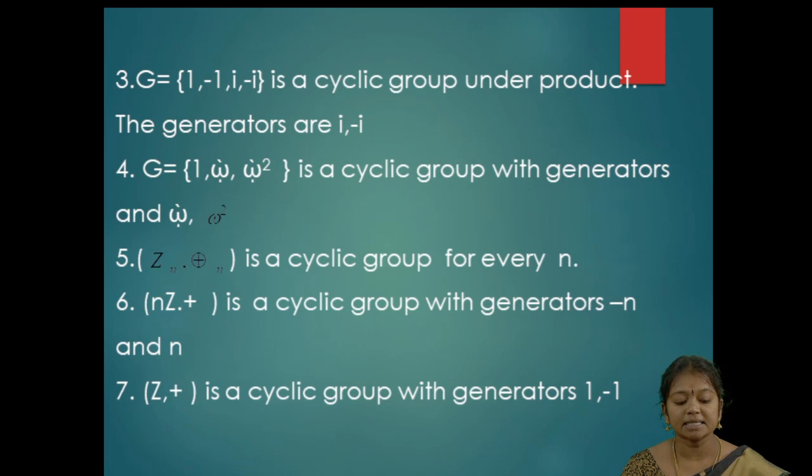Then nZ comma plus is a cyclic group with generators n and minus n. For every integer, we can derive all the elements in the corresponding group. The last one is Z comma plus, that is the set of integers under the operation addition, a cyclic group with the generators 1 and minus 1. In this cyclic group, the n value is 1. Similarly, we can find 2Z comma plus is a cyclic group and 3Z comma plus is also a cyclic group.